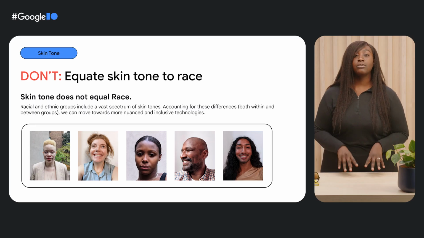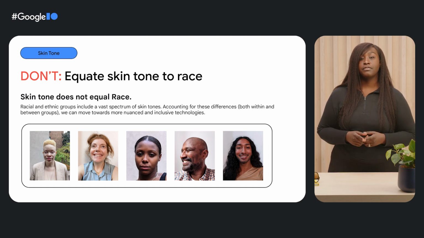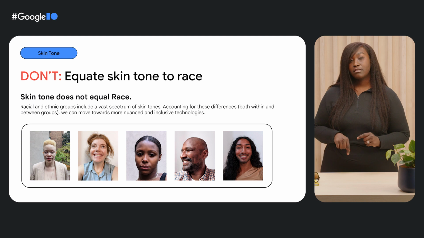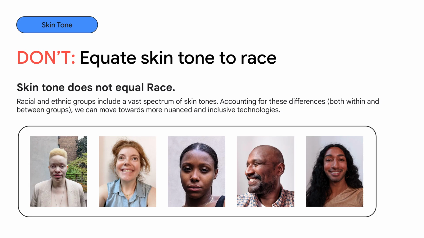Lastly, we implore you to be wary of equating race to skin tone in your ML fairness efforts. In developing this scale, one of Dr. Monk's intentions was to help decouple skin tone and race, 2 concepts that are often conflated. Racial and ethnic groups can include people from a vast spectrum of skin tones, not just one skin tone in real life. So we want to ensure that our models account for these differences, both within and between ethnic groups. This will allow us, as an ML community, to move towards more nuanced and inclusive technologies.